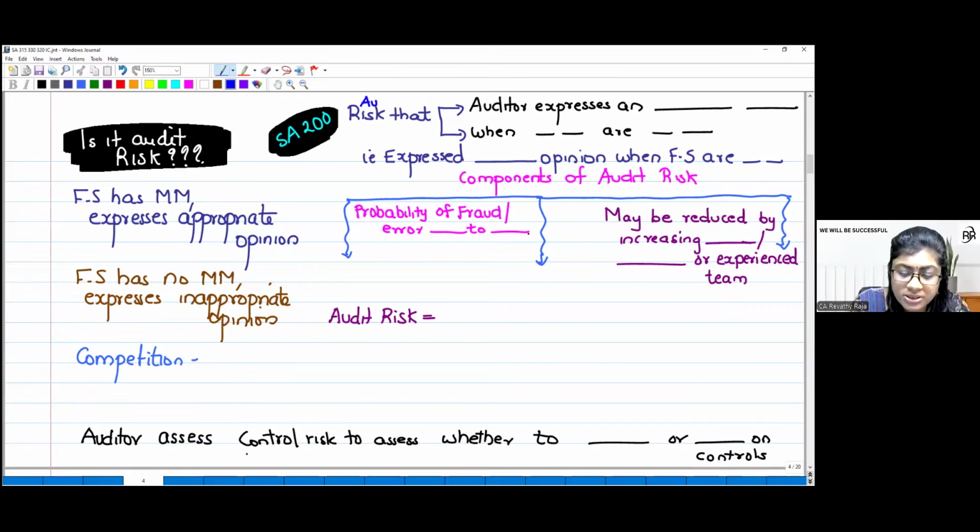Audit risk is the risk that the auditor expresses an inappropriate opinion, a wrong opinion, when FS are materially misstated. Did you see two phrases? One, FS material misstatement is there. At that time, you expressed an inappropriate opinion. Is it 'and' or is it 'or'? Can you say?